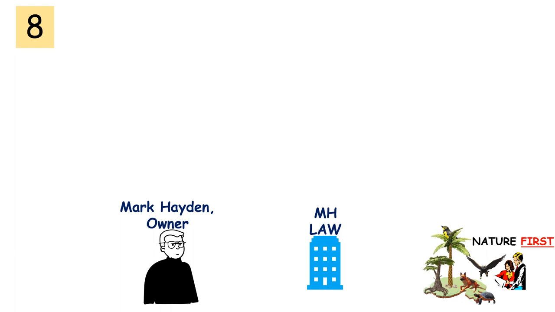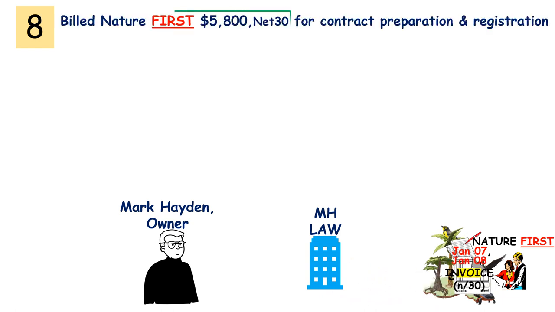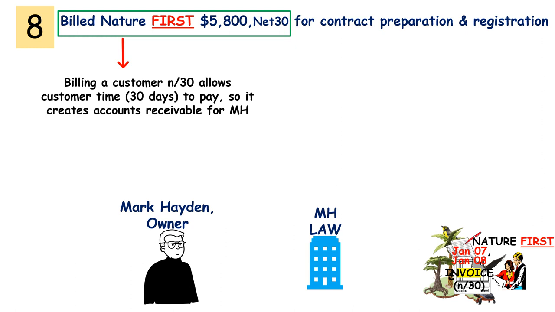Now, Nature First is a client. So Image Law gives legal services to this client, and a day later sends the invoice. And the statement on the top looks like that. So it billed Nature First $5,800 net 30 days for contract preparation and registration. Visually, Image Law gave a legal service to the Nature First client. So giving legal service is what the business earns revenue from. So it's revenue involved.